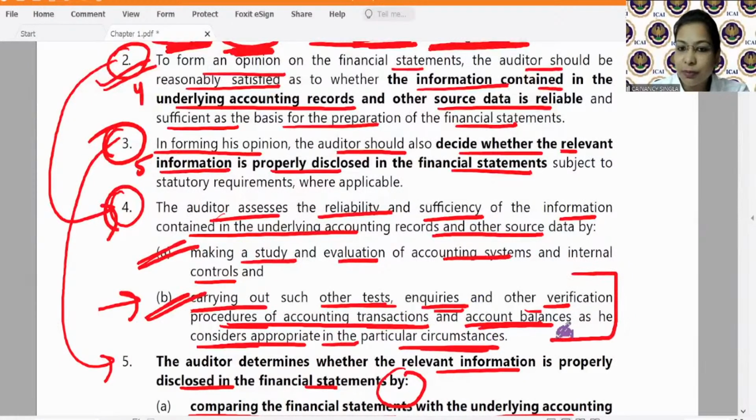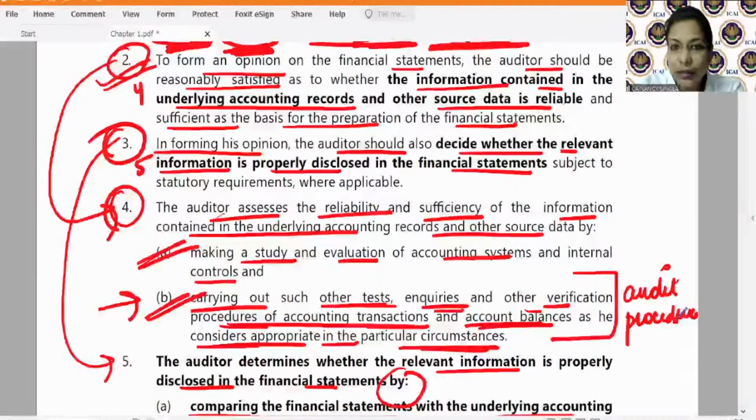So this point is basically saying that then the auditor will decide his audit procedures. So what are audit procedures? If you remember, in the last session I told you that audit procedures are all the procedures that an auditor performs during the conduct of audit. And I told you that in chapter number 3, we will do all such audit procedures in detail. But for the purpose of this chapter, I told you that inquiry is when the auditor is asking the management about certain things.